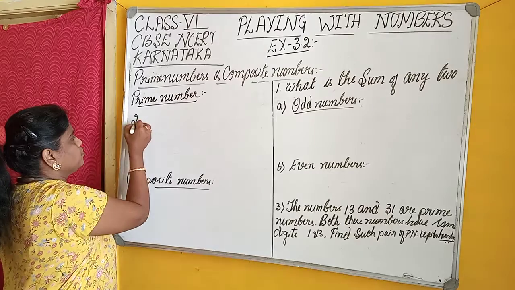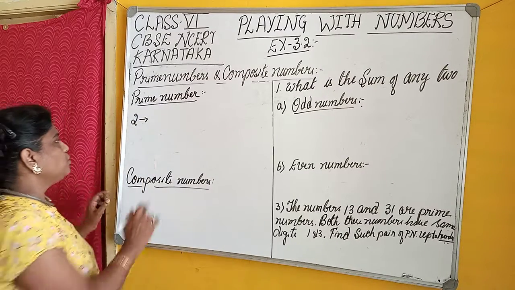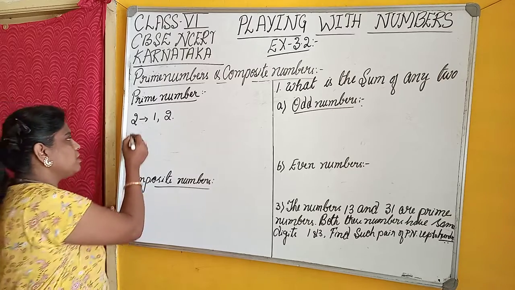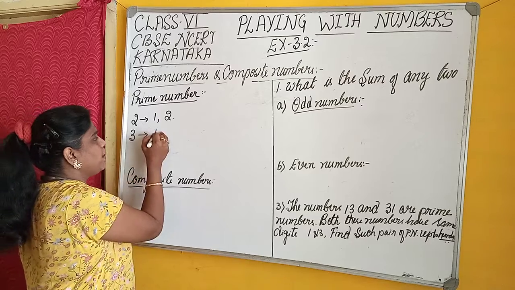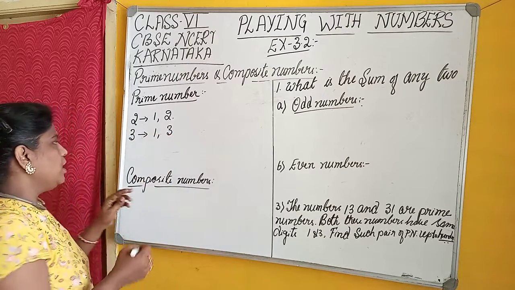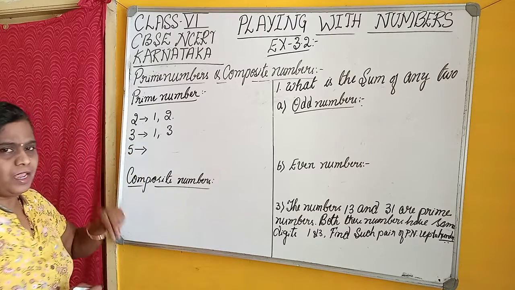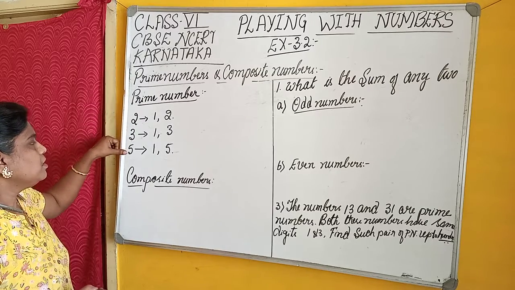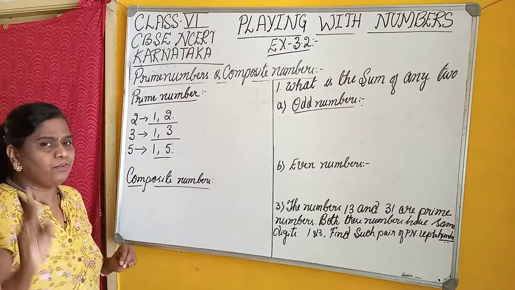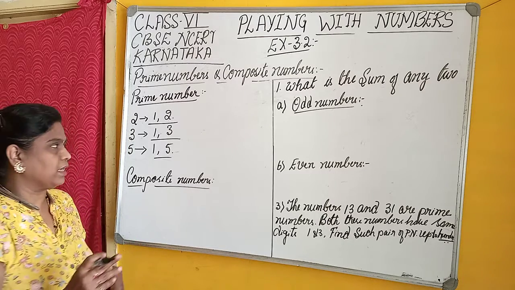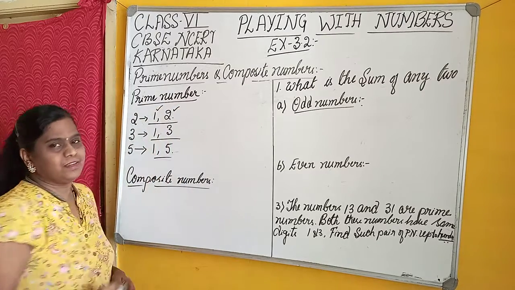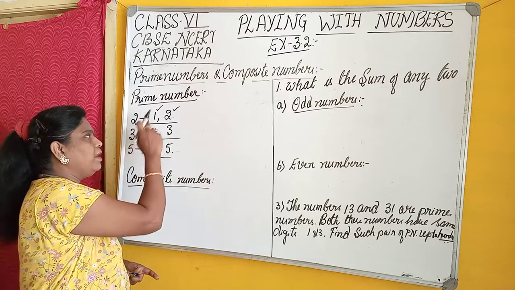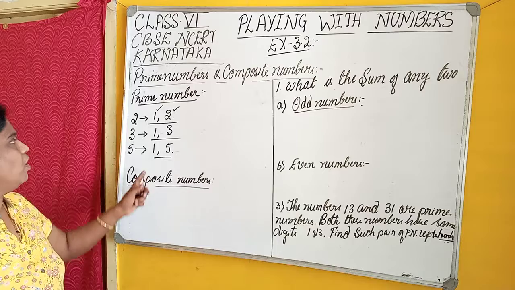Let us consider 2. The factors of 2 are 1 and 2. It has only 2 factors. If we consider 3, the factors of 3 are 1 and 3. Let us consider one more number, 5. This number is divisible by 1 and by 5. Numbers which have only 2 factors, 1 and the number itself, are called prime numbers.